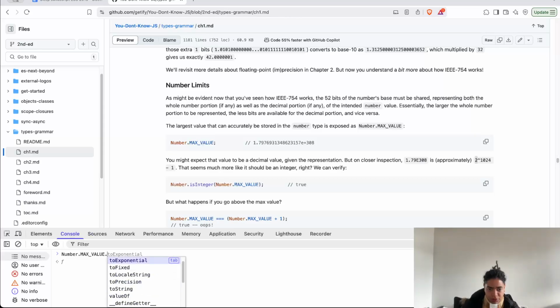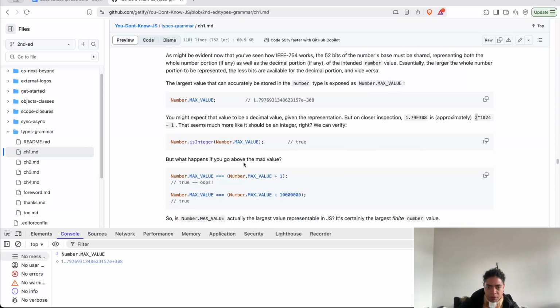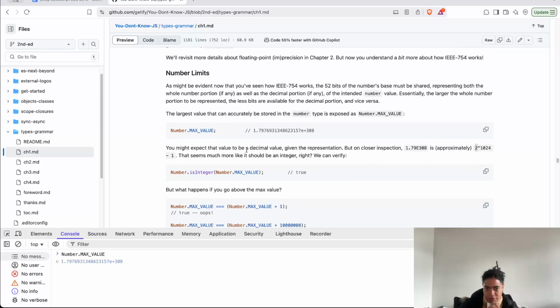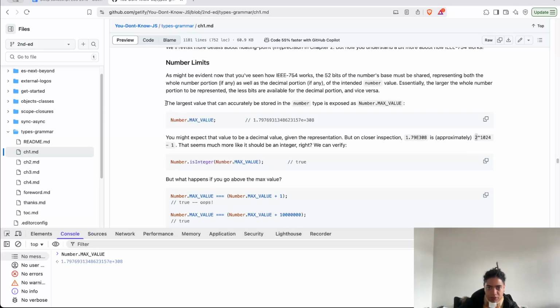toString, toPrecision, toFixed, toLocaleString, toExponential. Well, if I want to transform that into a binary, you get this. But what happens if we go above the max value? It's still true.